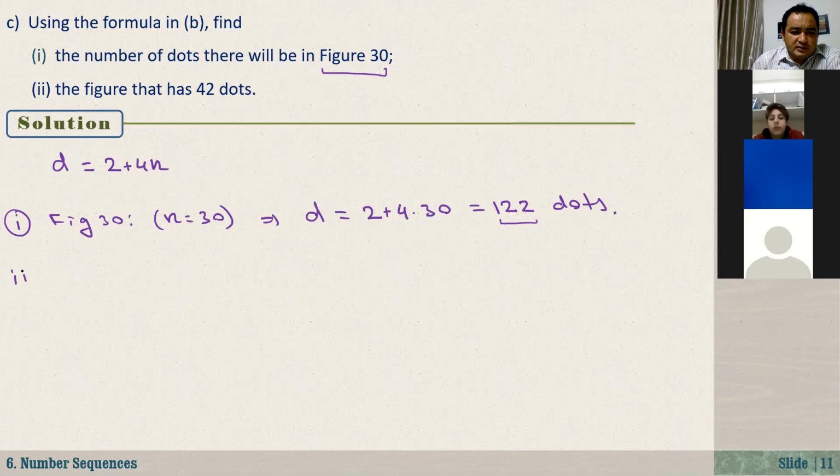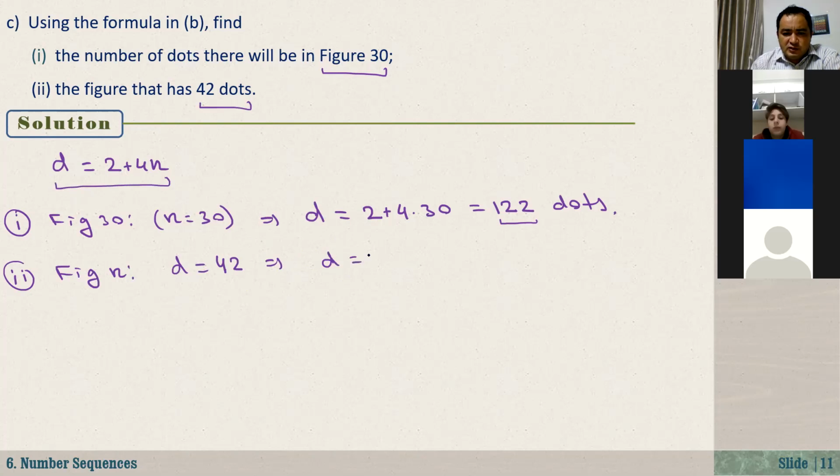How about the second part? In the second part, it says to find a figure that has 42 dots. What does it mean? It means that in what figure, let's say figure n, do we have 42 dots. Here d is 42 dots. We know how d and n are connected to each other. That is d equals 2 plus 4n, right? Here d is given as 42, and from here we need to find n.